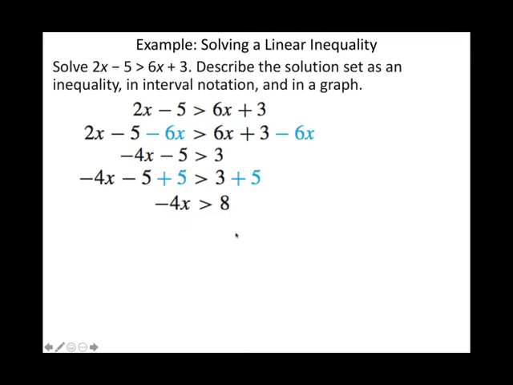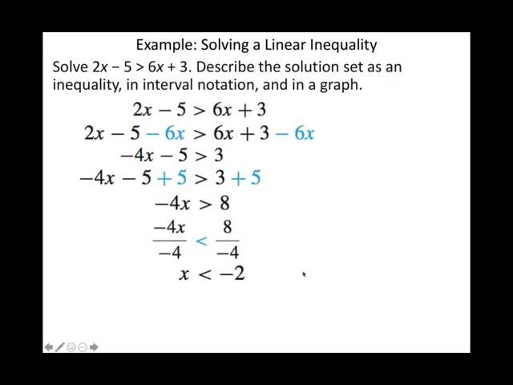Remember when we multiply or divide it with the negative number, we need to switch my sign in here. So that will become divided by the negative 4. I'm gonna switch the sign. That will become strictly less than. These two cancel out. So that will be x less than negative 2. Highlight this part on your notes. When you multiply or divide it with the negative constant, you need to switch your sign here. So this is going to be your solution set as an inequality.